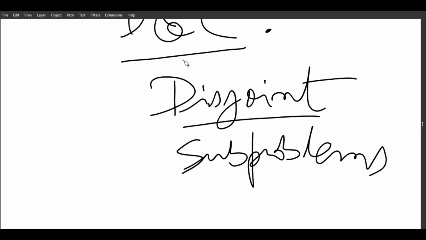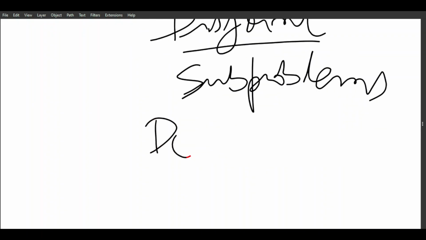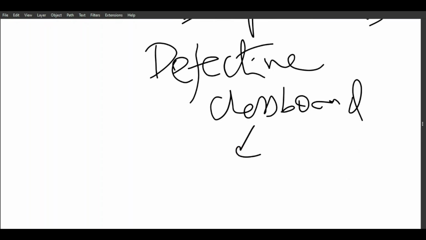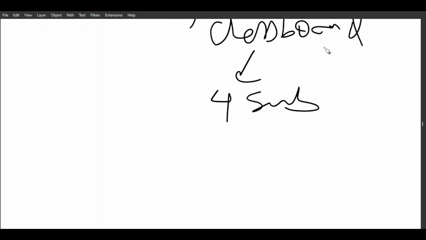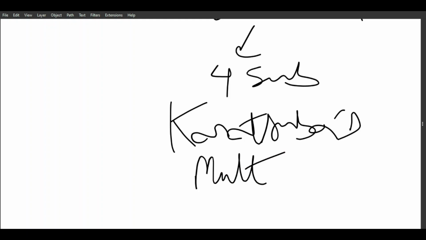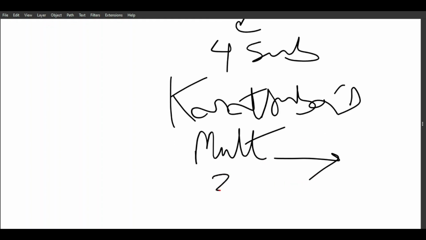So just for a review, first was the defective chessboard problem, and here we have 4 subproblems, and all are disjoint, means we get 4 distinct subproblems, we have to solve each. Next was Karatsuba's integer multiplication algorithm. Here we have 3 subproblems, and again the smaller subproblems are distinct, we have to solve each.